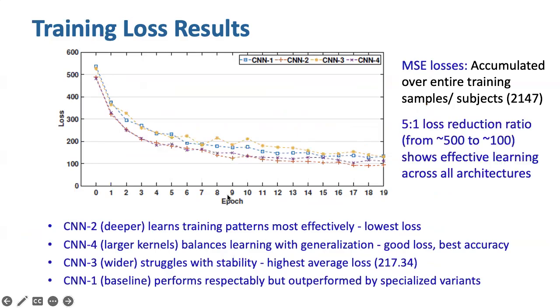We see that we accumulate the losses over the entire training samples. And we see that CNN2 has the lowest loss, but we know that CNN4 has a better accuracy. So that means even though it has slightly higher loss, it has better generalization performance.